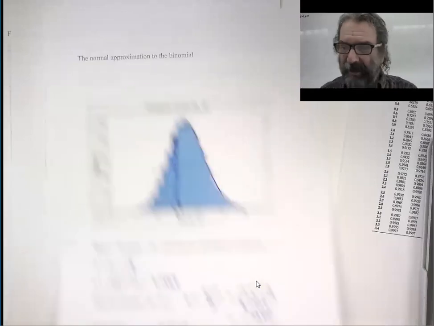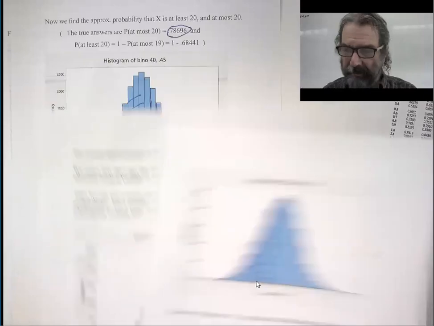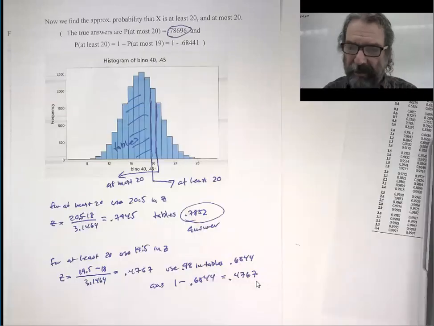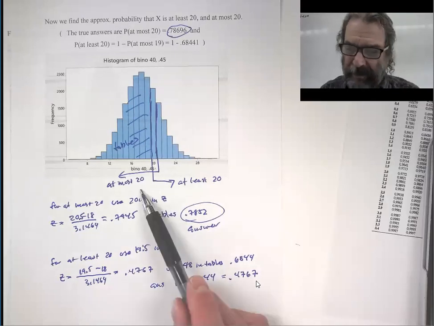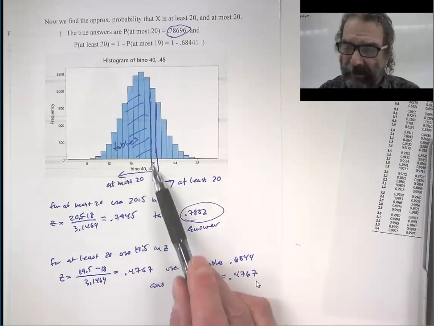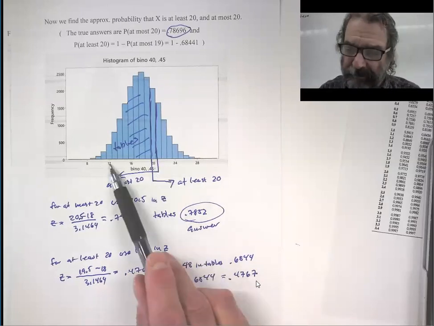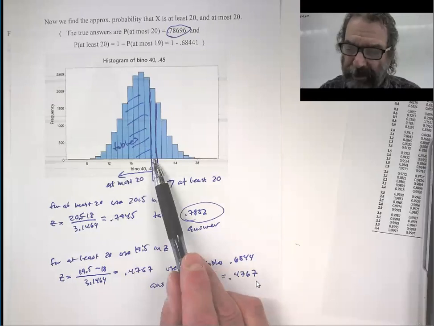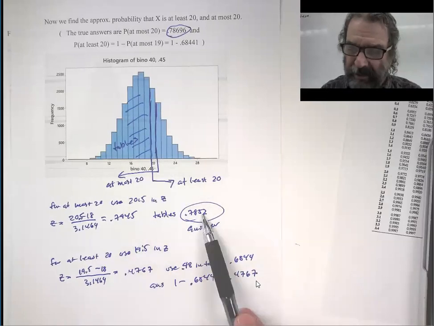And then we had these other two, at most or at least. At most means that much or less. And so we'd want to shade to the left, and we want to include the bar because you can be 20 if you're at most 20. So you start at 20.5 and go left. You compute z for that, you get this, go to the tables, it's your answer.